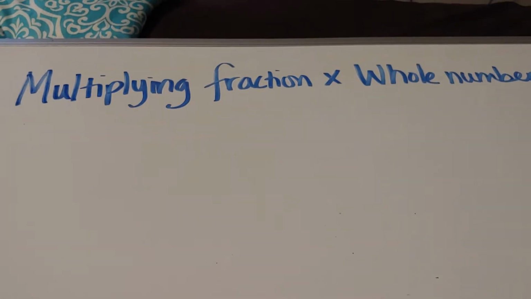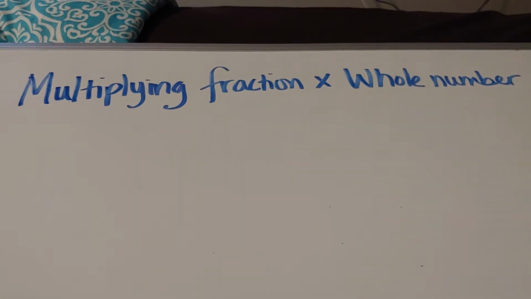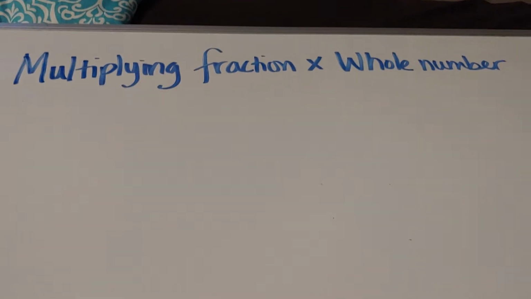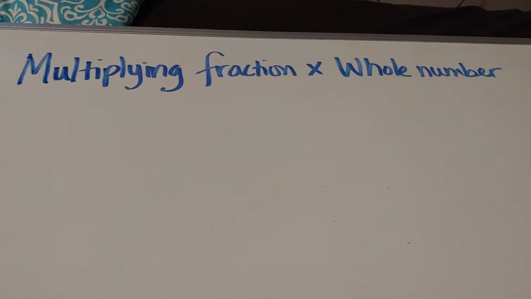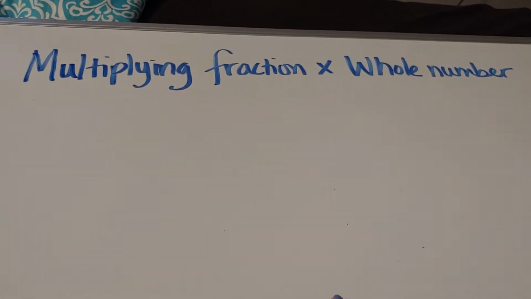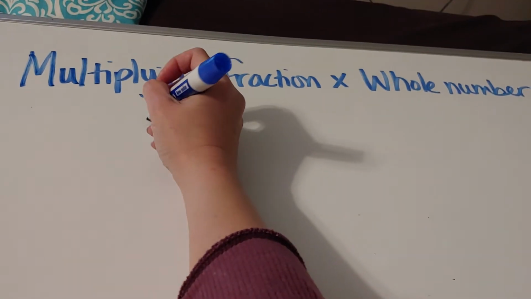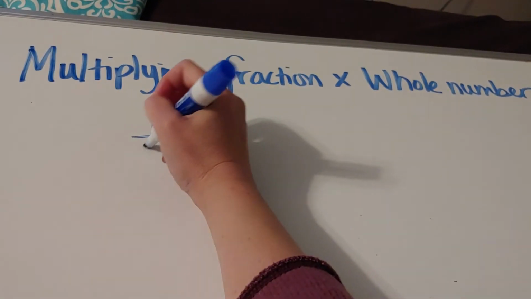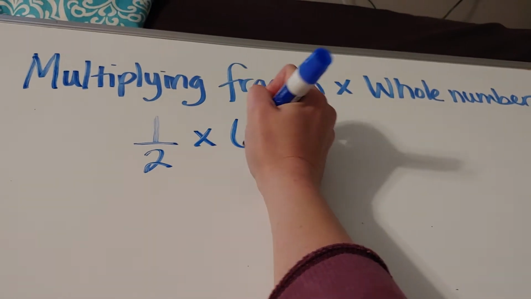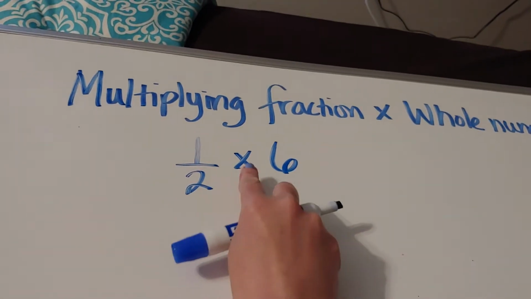We are now going to review a topic that we already looked at back in chapter 3, and that's multiplying a fraction by a whole number using a tape diagram. Just to remind you of how this works, you have a fraction, so let's say we had 1/2, and I'm multiplying it by a whole number 6, so a fraction times a whole number.